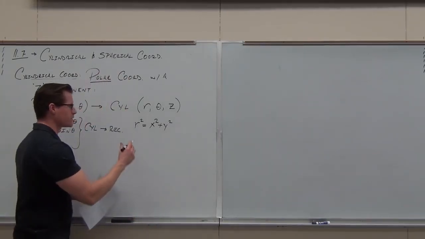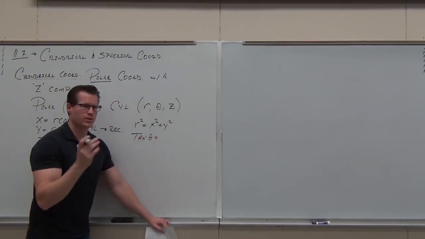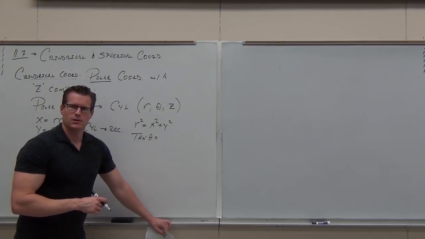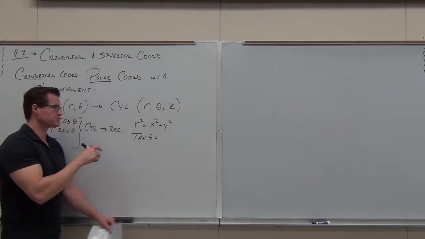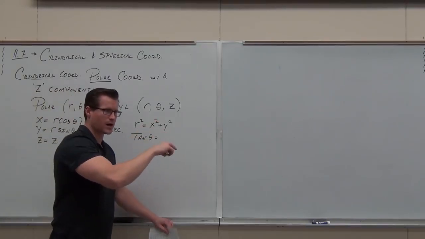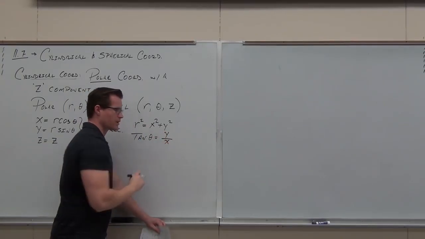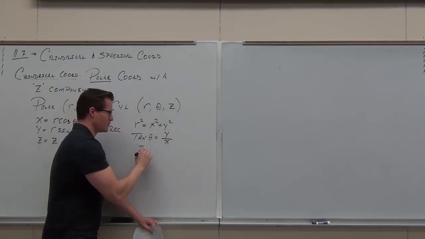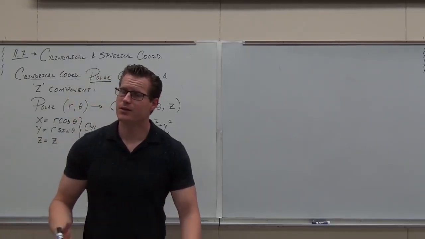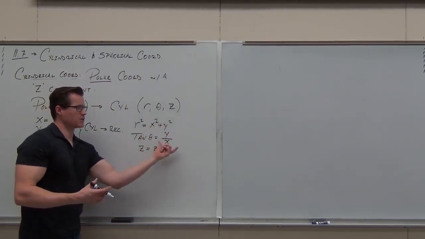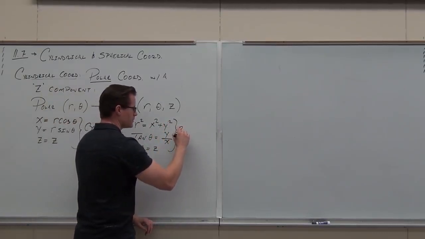We also know a couple other things. Tangent theta, we always define this as sine over cosine, but if sine is the y and cosine is the x, it's y over x. And then, hey, how much is z? Z is z, because there's no change there. This is how you would go from rectangular to polar. Or, sorry, cylindrical. Same thing.